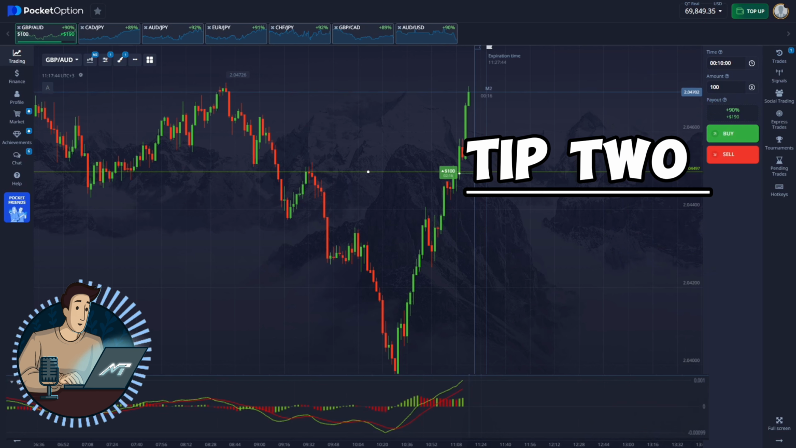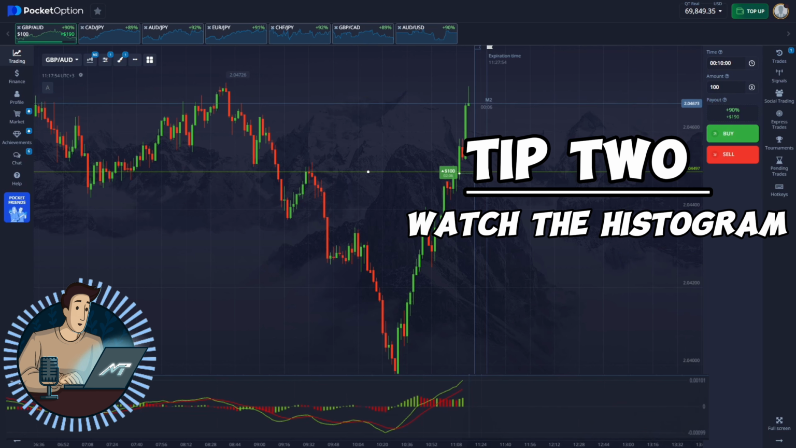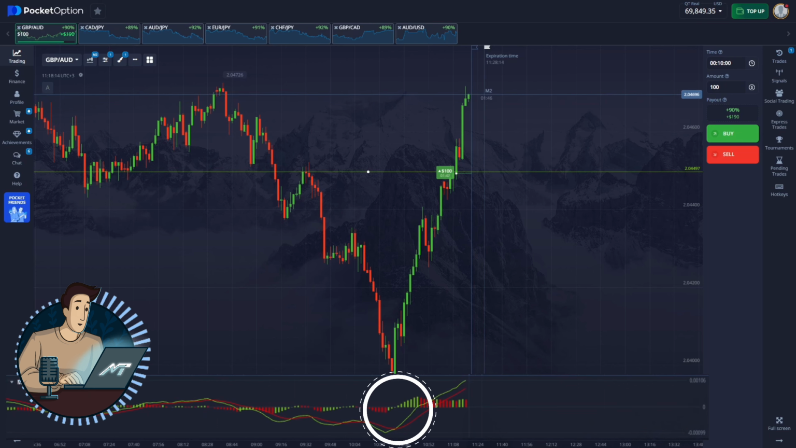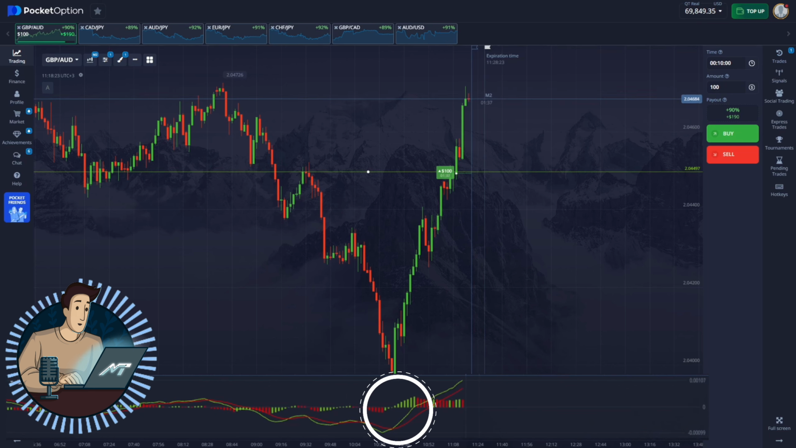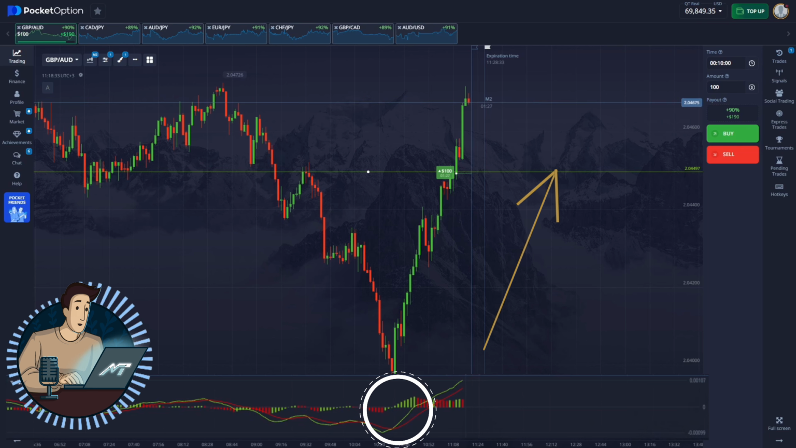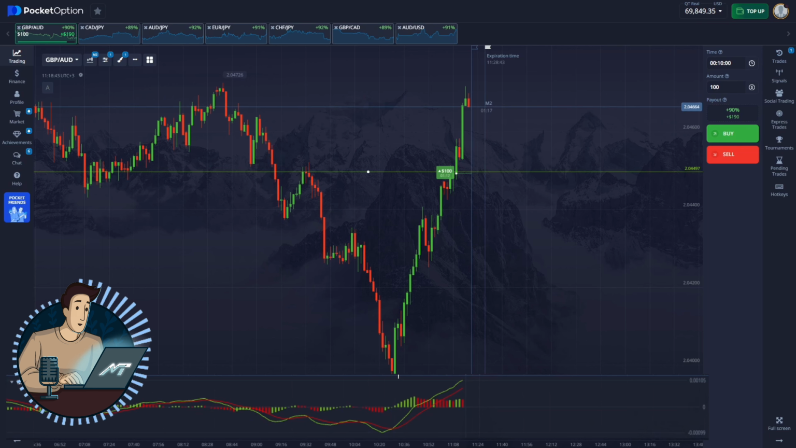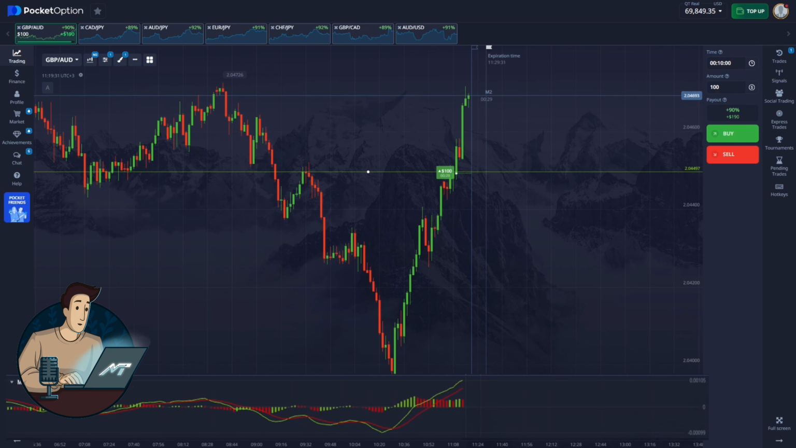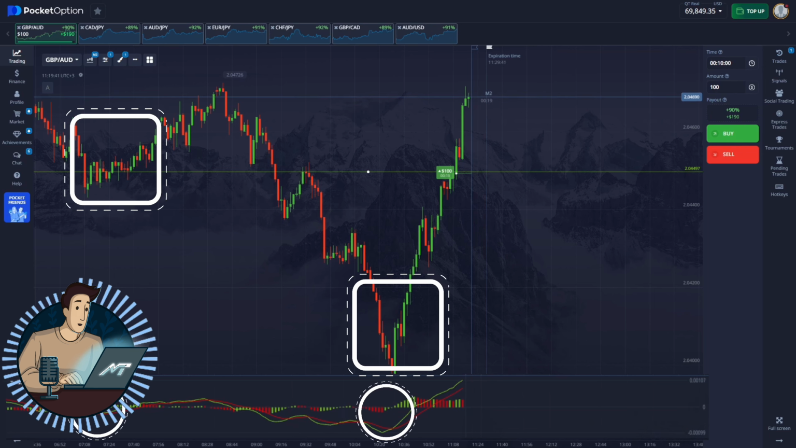Tip 2. Watch the histogram for strength confirmation. After a crossover, if the histogram bars start growing, that tells you the impulse is gaining strength. This is especially helpful when trading breakouts because you want to know if the breakout is backed by momentum or not. But if histogram bars shrink or move towards 0, momentum is weakening. The move may fade or reverse.